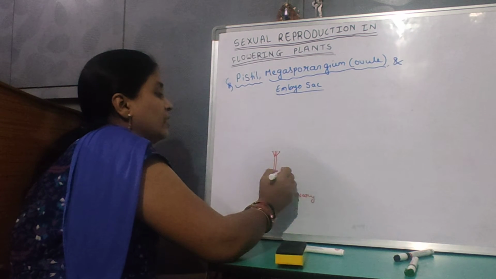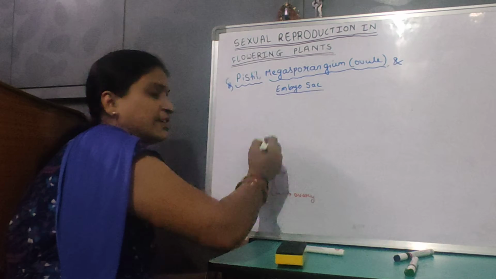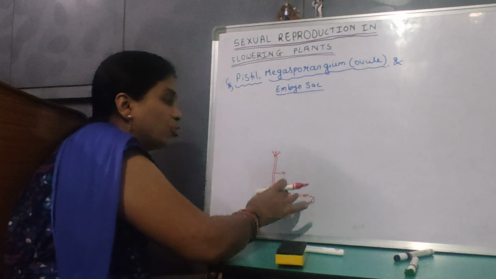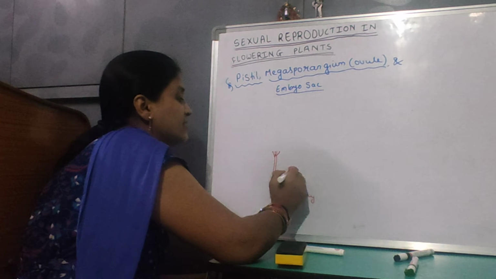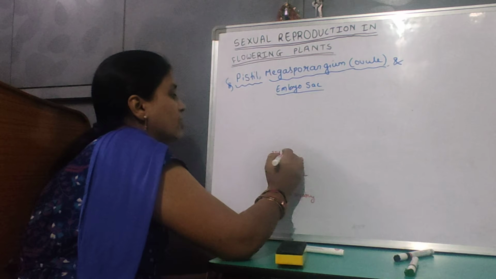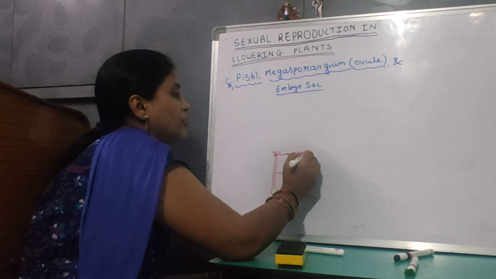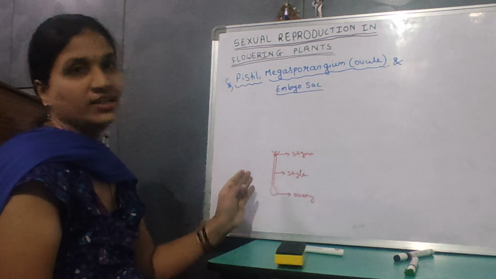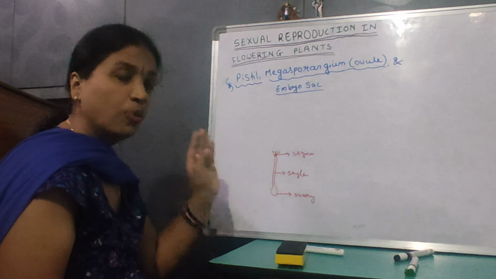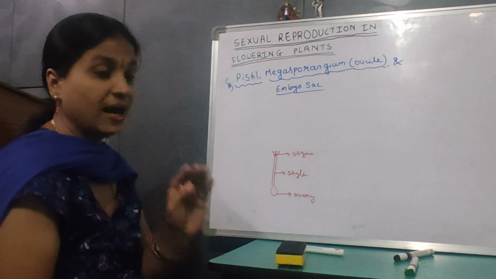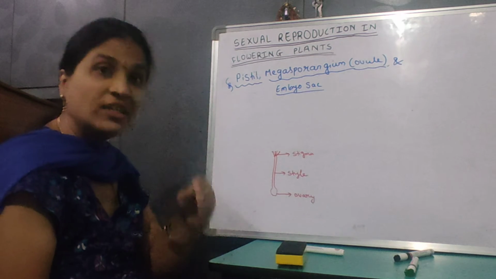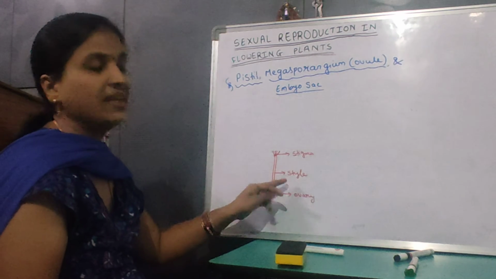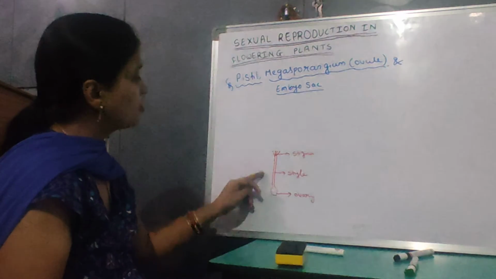Then the portion above the ovary, connecting the stigma, the part present between stigma and ovary, the elongated portion below the stigma, is called the style. The tip of the gynoecium is called the stigma, the landing platform of the pollen grain, where the pollen grain is going to land. The part below the stigma is the style. It is an elongated, long tube-like part.